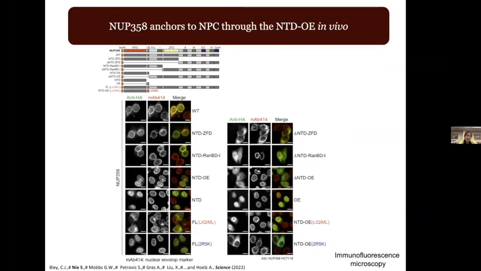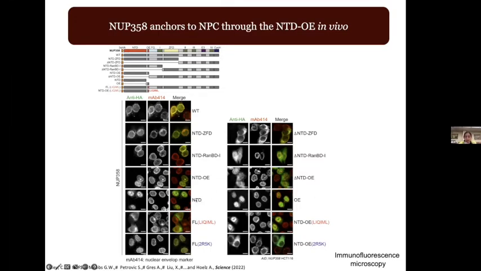We try to identify the minimal and necessary fragment for 358 in the cells. We divided the protein into two parts, an N-terminal part and a C-terminal part at different positions, and tried to see their localization. We found that the N-terminal plus the oligomeric state is necessary for 358 targeting to the nuclear pore.